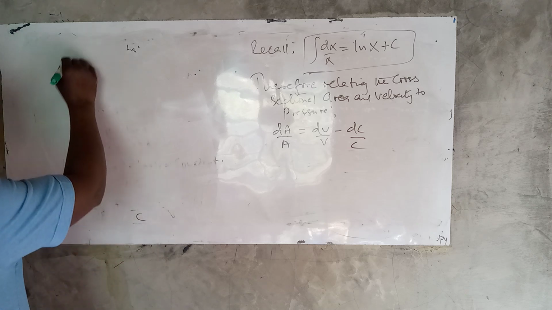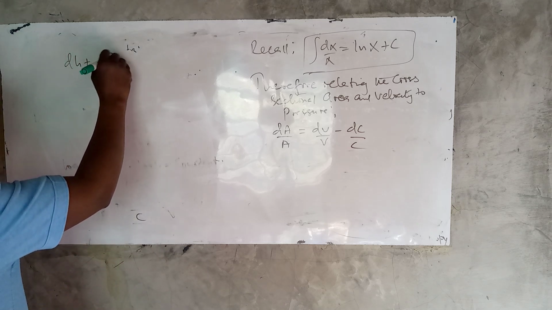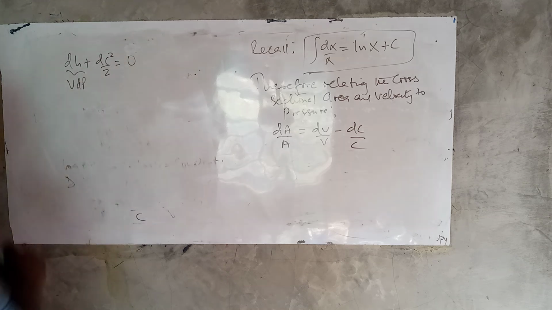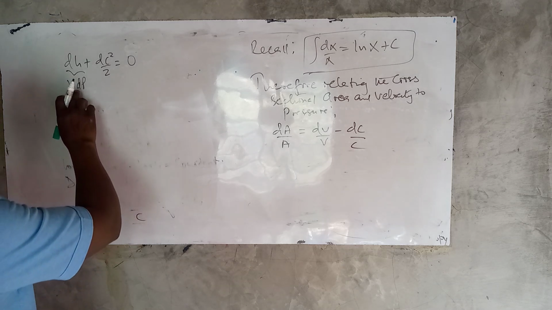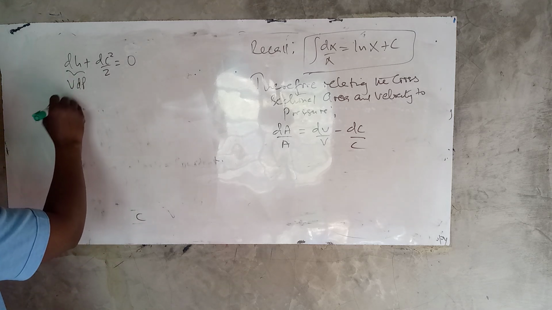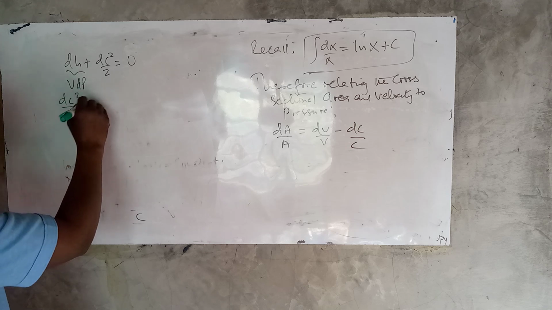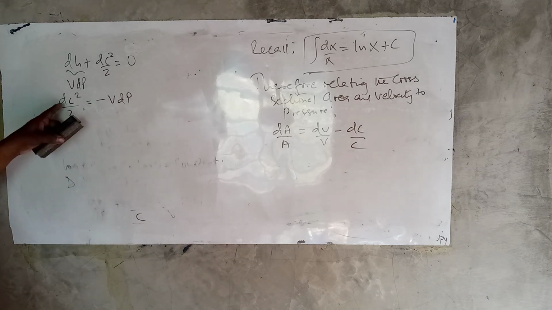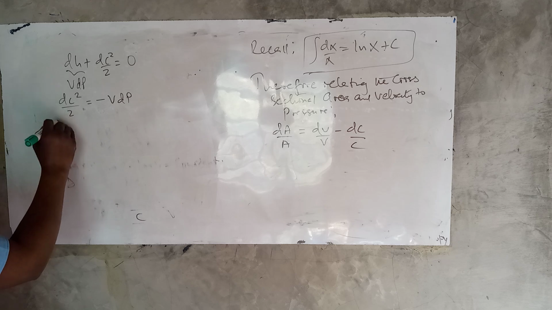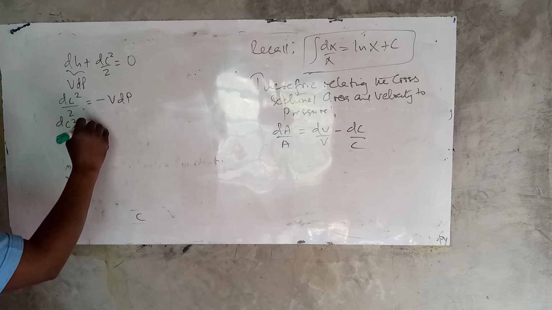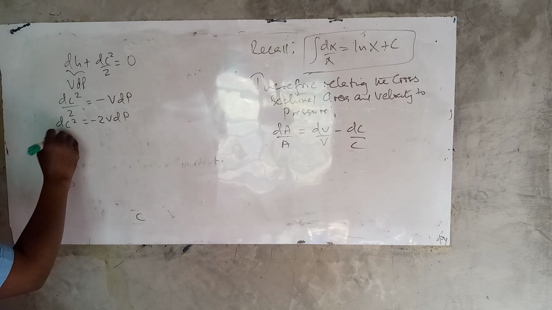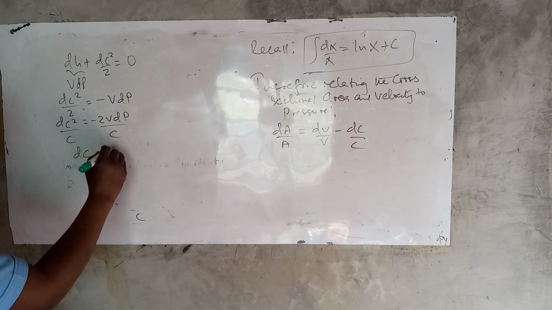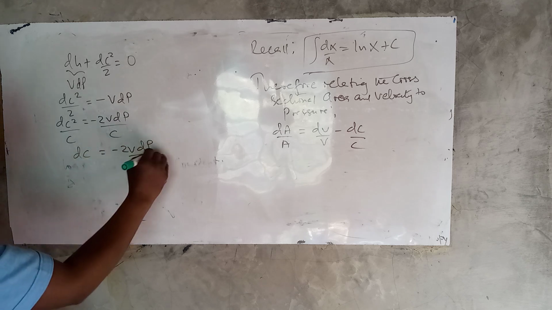Remember, we have the expression dH plus dC squared over 2 equals 0, and we have said that dH was V dP. So dC squared over 2 is equal to minus V dP. Working with this expression, if we cross multiply, we have dC squared equals minus 2V dP. If we divide by C on both sides, then we have dC equals minus 2V dP over C.